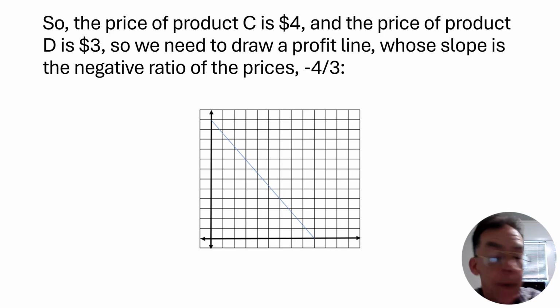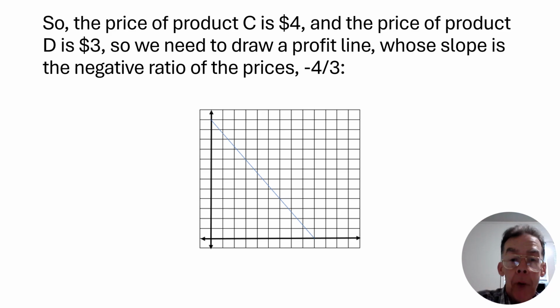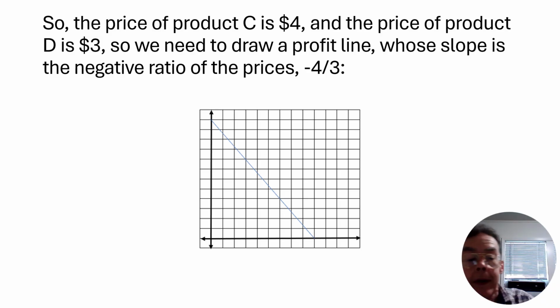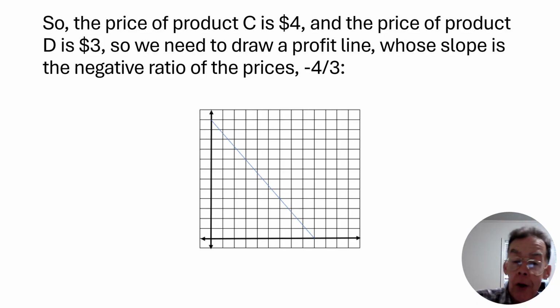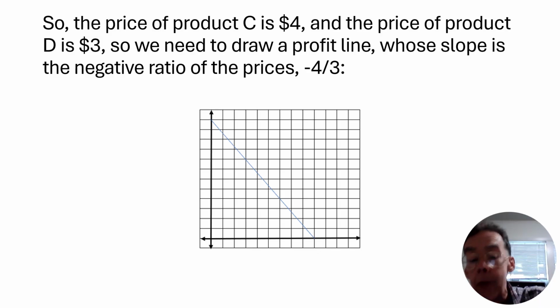So here we go. Out of that whole long problem, all we're focusing on now is that the price of product C is $4 and the price of product D is $3. And now we're going to draw a profit line. The slope of that profit line is the negative ratio of the prices, negative 4/3. So product C was $4, product D is $3. We take the ratio 4/3 and the negative of that ratio, negative 4/3. So we've drawn a line now, and the slope of this line is negative 4/3.